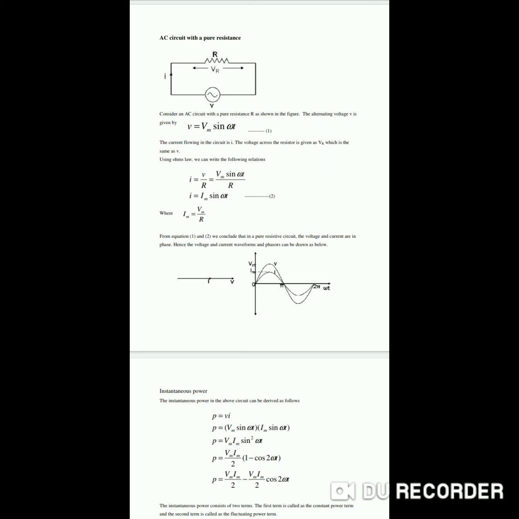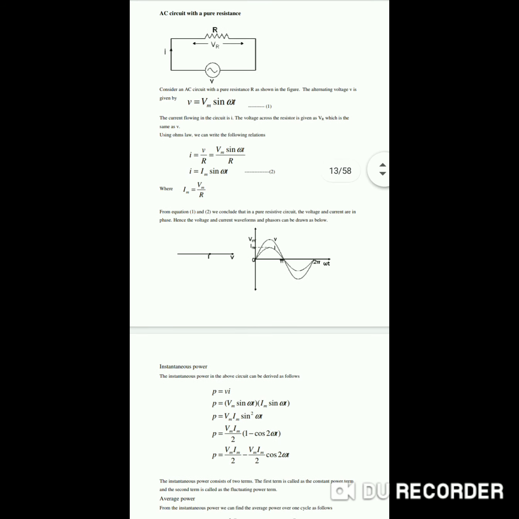When you compare these two equations, V is equal to Vm sin omega t, and I is equal to Im sin omega t, and simplify, you'll get Im is equal to Vm divided by R. Here the sin omega t terms cancel. So the remaining term is Im is equal to Vm divided by R. This is your maximum current.